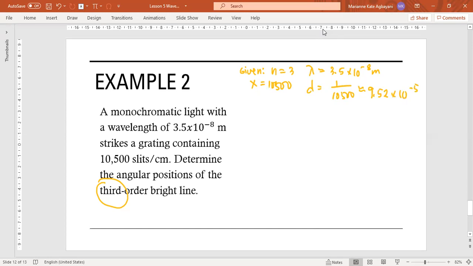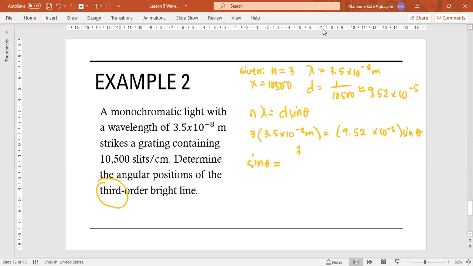Then, okay, we have now our given. We can now write our formula. n lambda is equal to d sine theta. So we have here our n, that is 3, times our wavelength 3.5 times 10 to the negative 8 meters, is equal to d, that is 9.52 times 10 to the negative 5, sine theta. Now, we divide the whole expression by 9.52 times 10 to the negative 5. That will be sine theta.